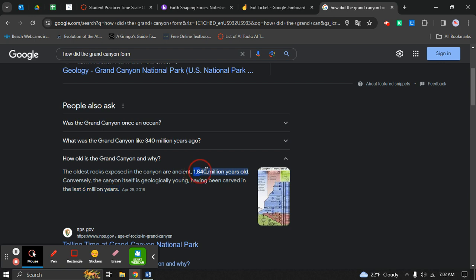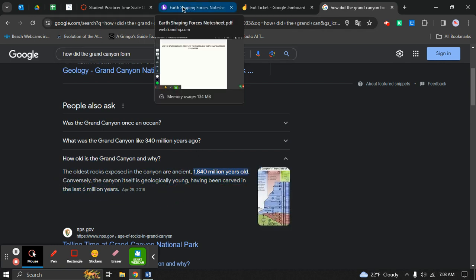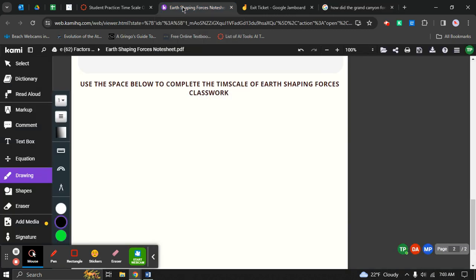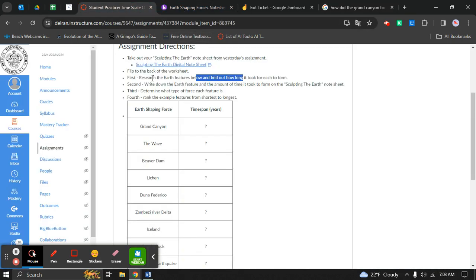So the Grand Canyon as we know it is this old. That doesn't mean that's how long it took to form. Think about what you're reading. Don't just copy it. It says that it was carved over the last 6 million years. So this took a long time. So 6 million years long. Let's find out what else we have to figure out. We figured out that it took about 6 million years to form.